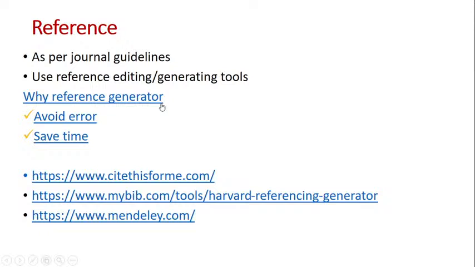If you are using a reference generator, you directly select the style, for example APA style, and you can generate. You can avoid the error and save time. Here I am able to generate 30 references within 25 or 30 minutes, about one minute per reference. This is the way I am doing it, generating and verifying references also. I request all of you to follow.